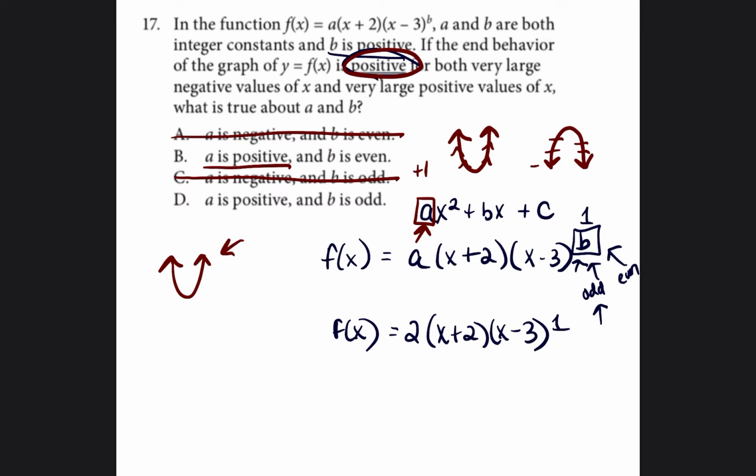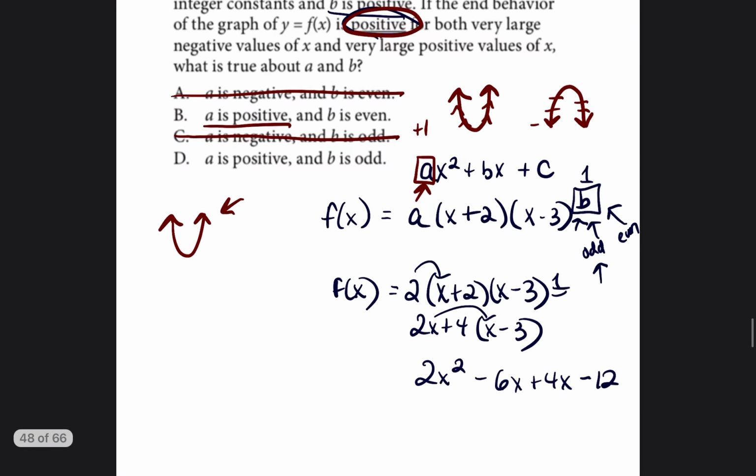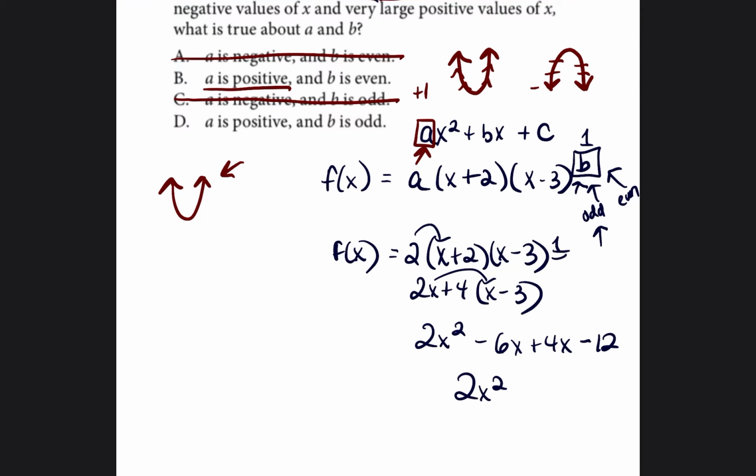I'm going to put 1 in for b. So I can see here that 2 times is 2x plus 4, and then we're going to multiply that by 3. Because this is only to the 1 power, it doesn't make a difference. So then it would end up being 2x squared minus 6x plus 4x minus 12. So it would be 2x squared minus 2x minus 12.